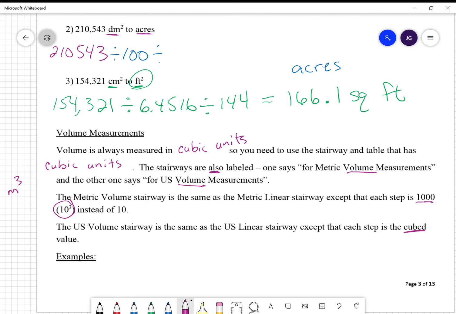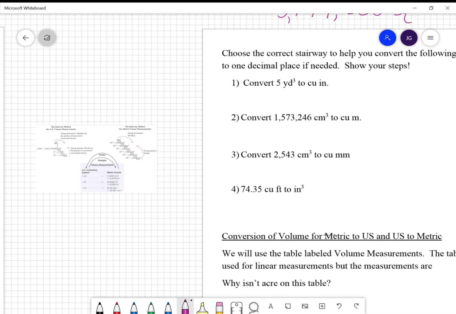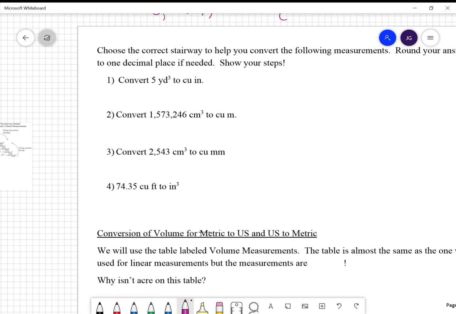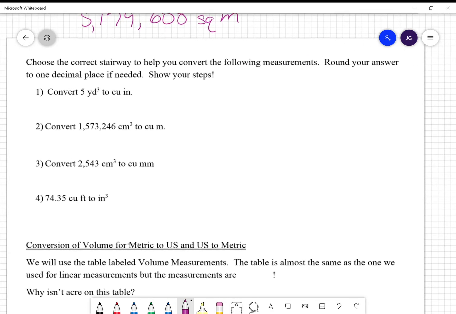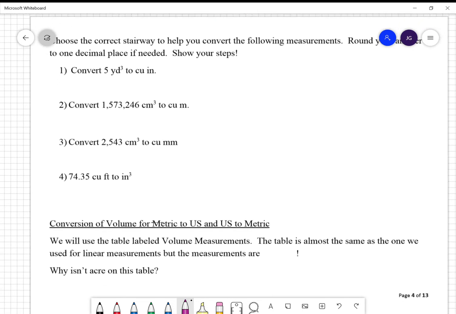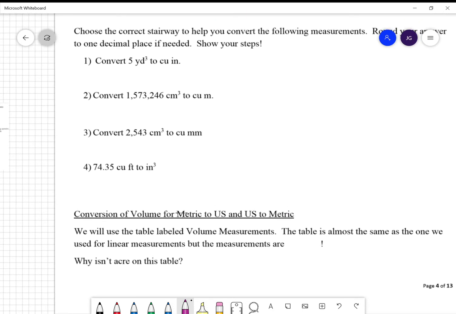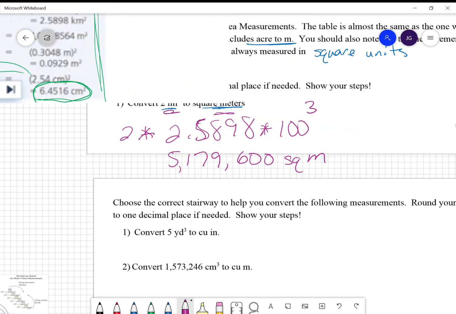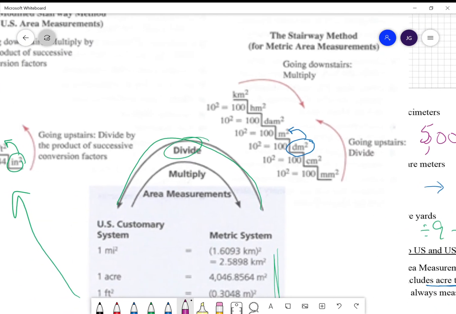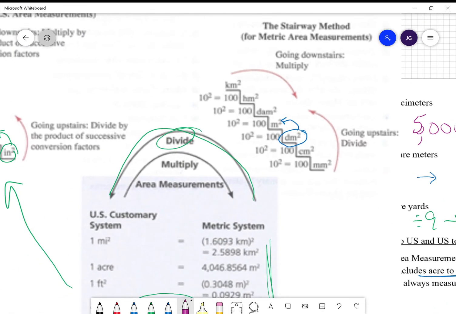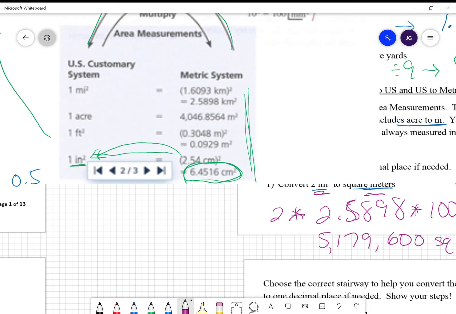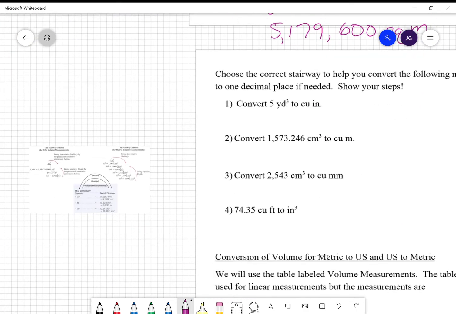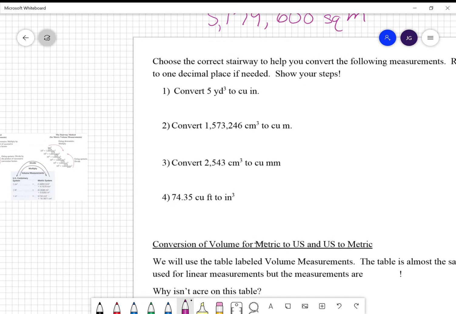Okay, so let's look at some examples. Choose the correct stairway to help you convert the following measurements. Round your answer to one decimal place. Convert 5 yards cubed to cubic inches. Okay, so the previous chart that we were using was the area one. These are all squared, not cubed. So I'm not going to use that one. Okay, I have the other one right here.